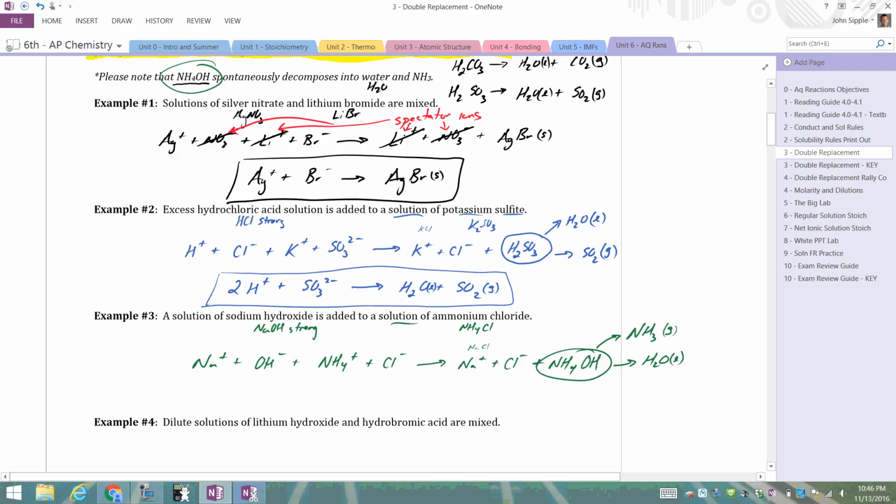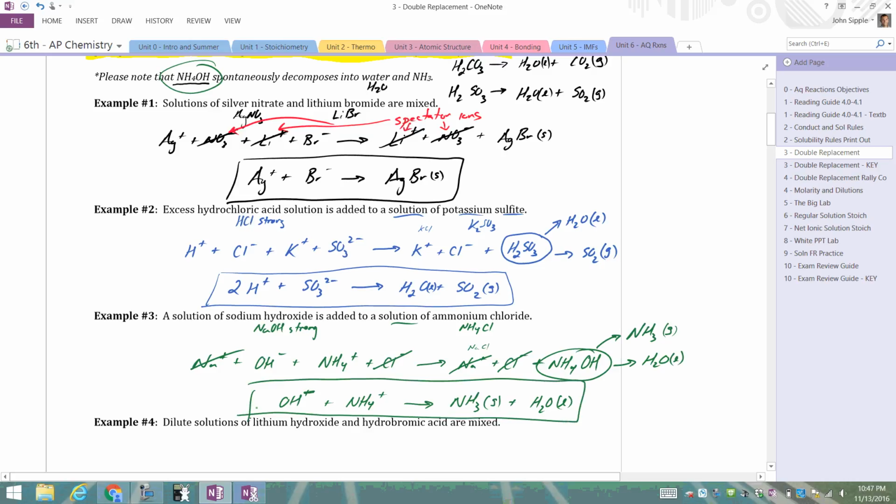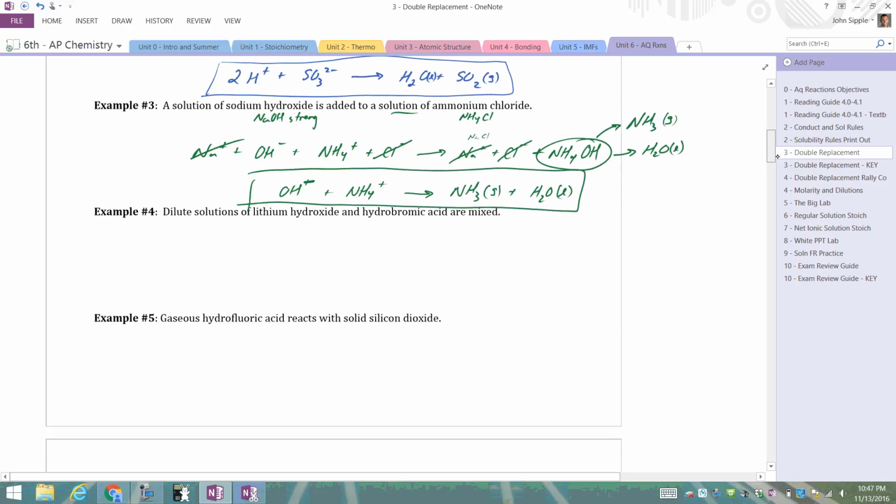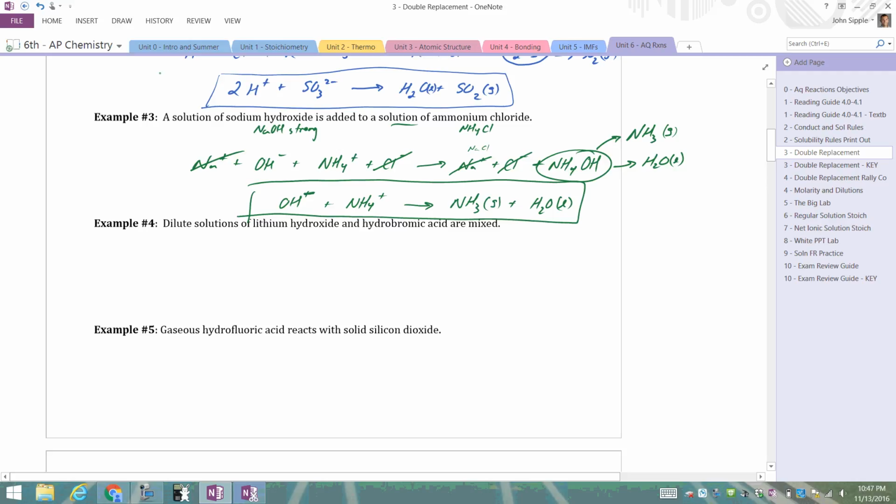Okay, so we can cross out our spectator ions, chloride and sodium, on each side, and bring down hydroxide minus plus ammonium, NH4 plus, going to NH3 gas and H2O liquid. That's our net ionic equation there, and it's already balanced and good to go. Okay, so we'll do 2 more here, and that'll be that for today.